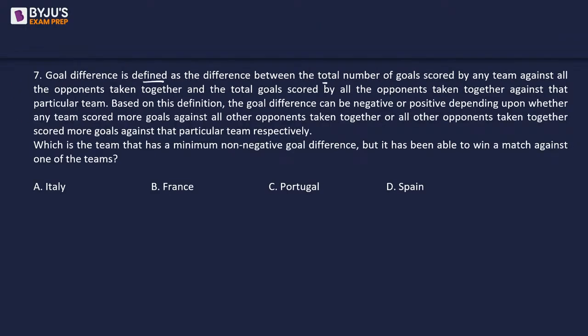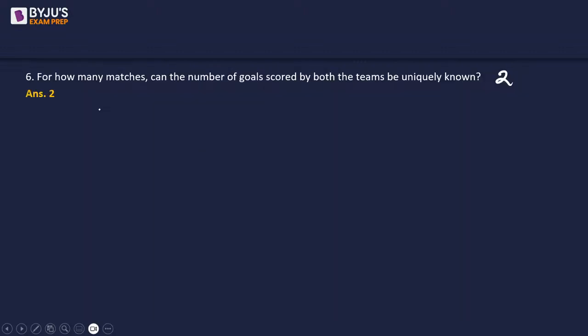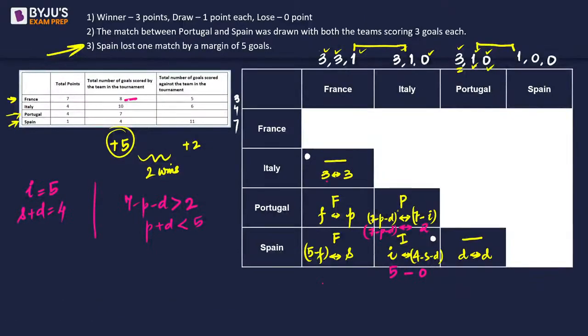So this is what goal difference is defined as. The difference between the total number of goals scored by any team against all the opponents taken together and the total goals scored by all the opponents taken together against that particular team. Right? वो दोनों column का difference. Now, based on this definition, the goal difference can be negative or positive depending upon whether any team scored more goals against all other opponents taken together, or all other opponents taken together scored more goals. Okay, so it's not the absolute difference, but it's rather 8 minus 5 being 3, 10 minus 6 being 4, 4 minus 11 being minus 7. ठीक है?